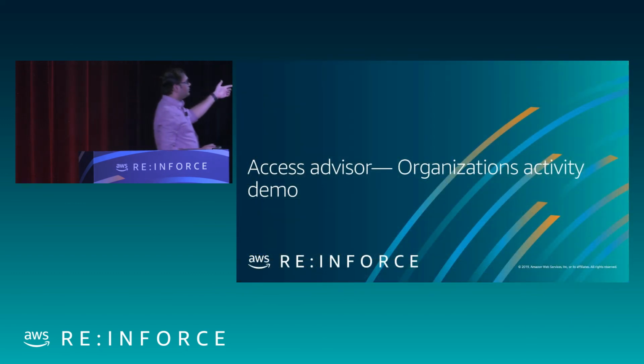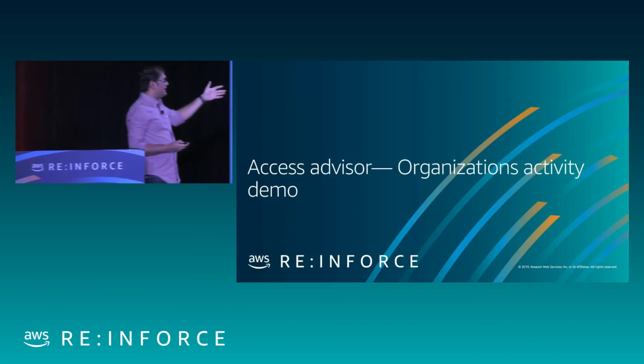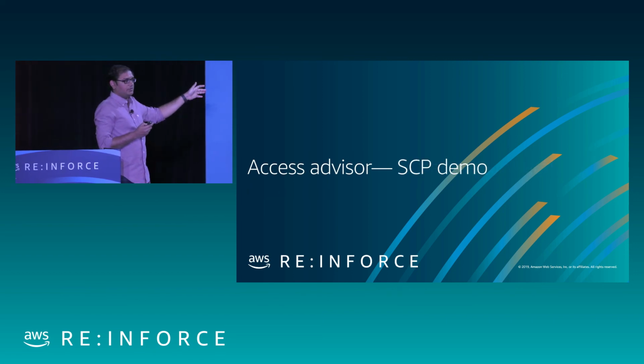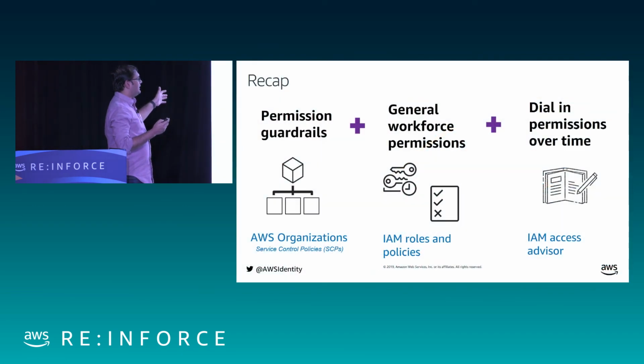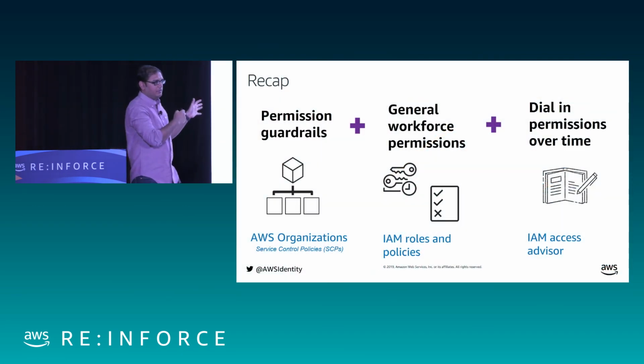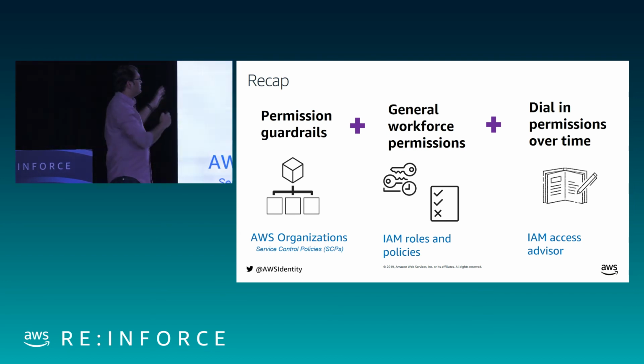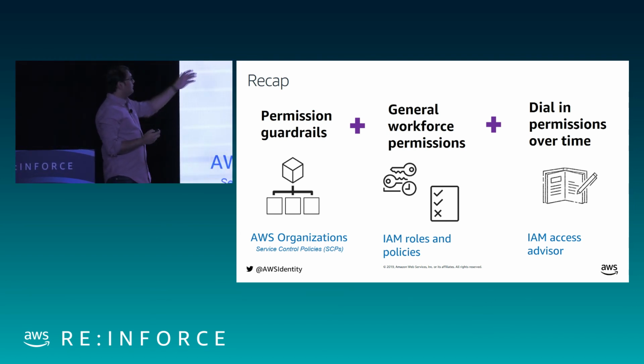So I took you through the demo for organizations activity. I also showed you how you can use Access Advisor for SCPs. So in terms of a quick recap, this is the model that we believe supports innovation, where you start up with a bunch of guardrails, then go in and define specific permissions for your workforce, and then at the end use Access Advisor to dial in permissions for your guardrails and also for your IAM policies, so that you are least privilege as a journey and not at day one.